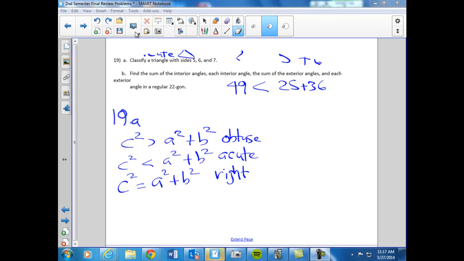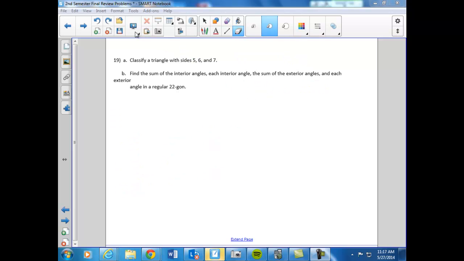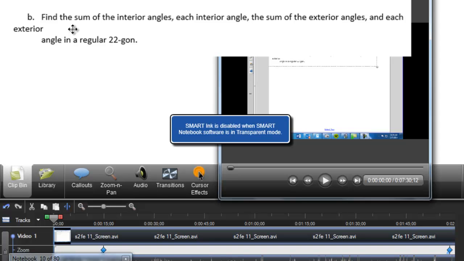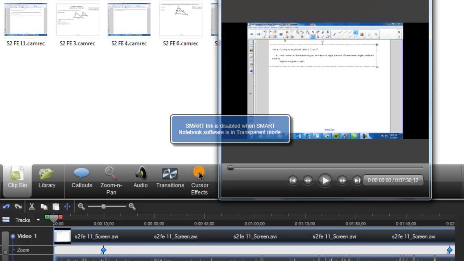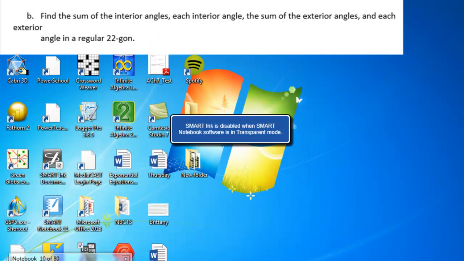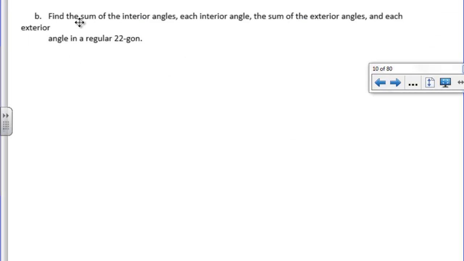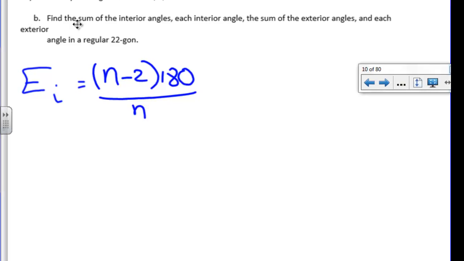Okay, 19B is a different type of problem. When you take the final exam, you'll have a formula sheet, and you want to make sure that you pay attention to certain formulas. A couple of them. The first one is E sub I, and that's how you find the measurement of each interior angle. It'll be n minus 2 times 180 divided by n.